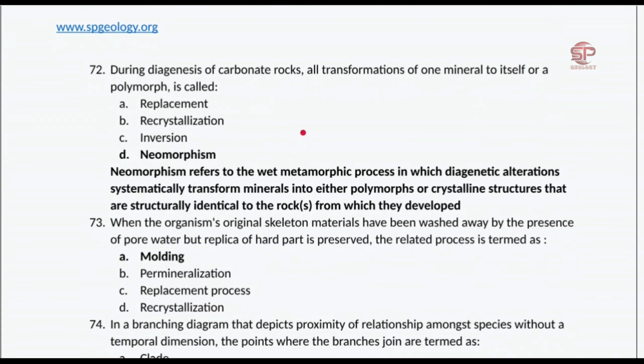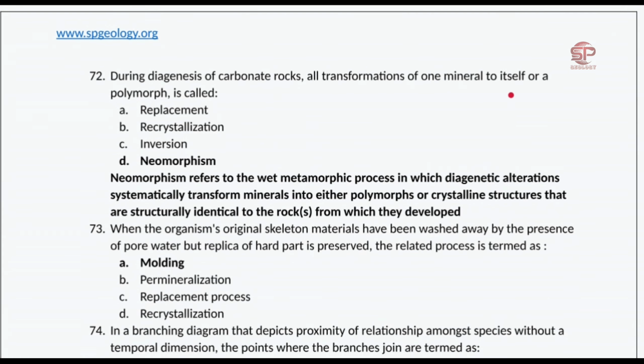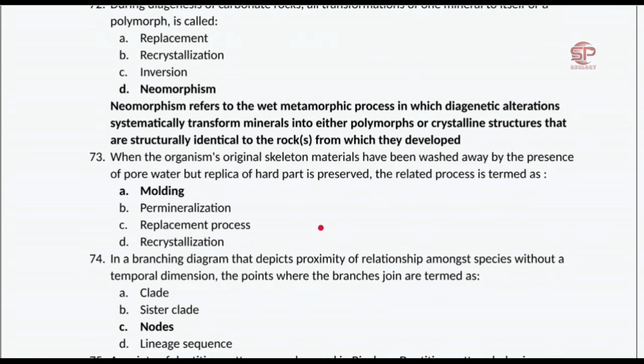Then, during the diagenesis of carbonate rock, the transformation of a mineral to itself or its polymorphs is called neomorphism. The definition of neomorphism refers to a wet metamorphic process where, during diagenetic alteration, new minerals develop. Then, when the organism's skeletal matter has been washed away, only the impression or replica remains; that is called molding. Or mineralization, the replacement process. So the answer will be A.